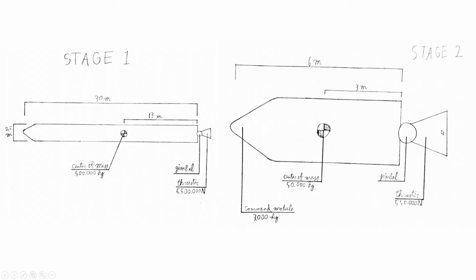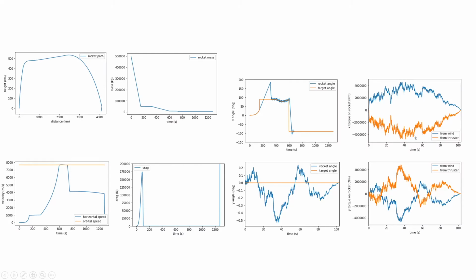This is the rocket. It has two stages. Each stage has a thruster with a gimbal. The thruster provides thrust and is angled by the gimbal. Both are controlled by the autopilot program. These are the most interesting graphs the simulation can output.